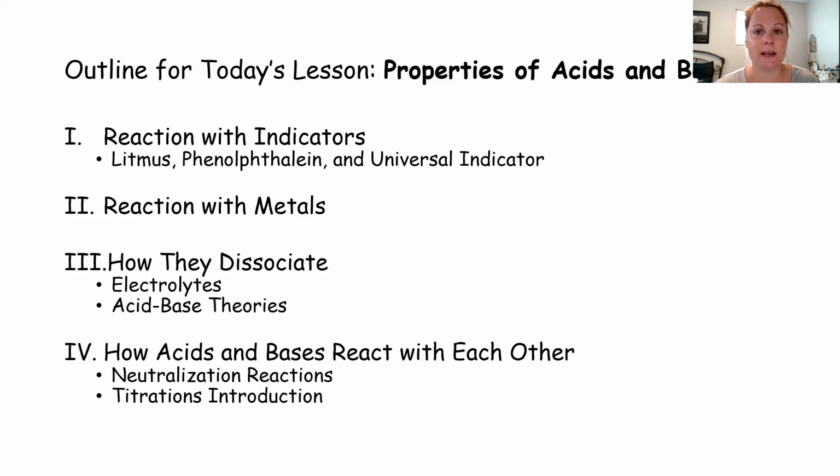So what we're going to talk about today are the properties of acids and bases and how to identify substances as acids or bases. Section 1, we're going to talk about the reaction of acids and bases with indicators like litmus, phenolphthalein, and universal indicator. Section 2, how they react with metals. Section 3 is a little bit more complex: how acids and bases dissociate. We're going to define that and talk about what it means to be an electrolyte, and 2 acid-base theories for how to identify substances as acids or bases.